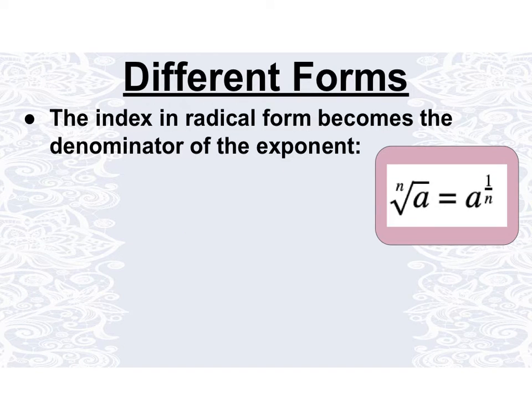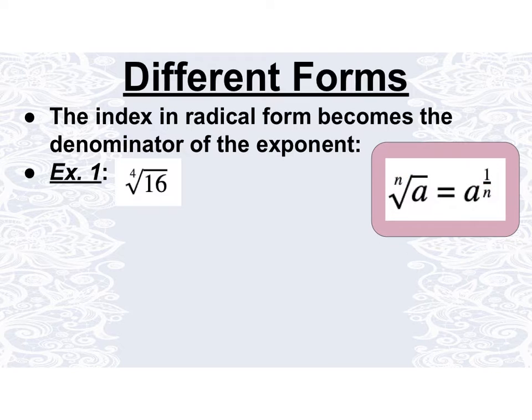So here we have it using our letter format. The index in the radical form becomes the denominator of the exponent. So let's rewrite this in exponential form. This is in radical form. So the 4th root of 16 becomes 16 to the 1/4. Sometimes it's easier for kids to see the answer in this form. It's 2. Sometimes it's easier to see it in this form. It's also 2.